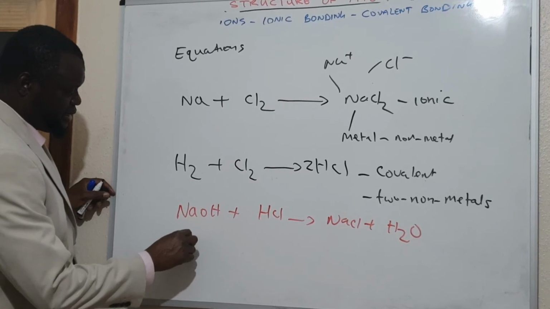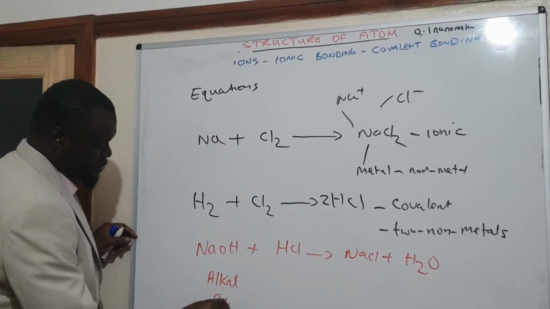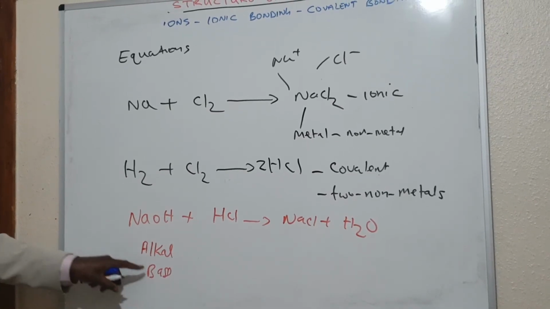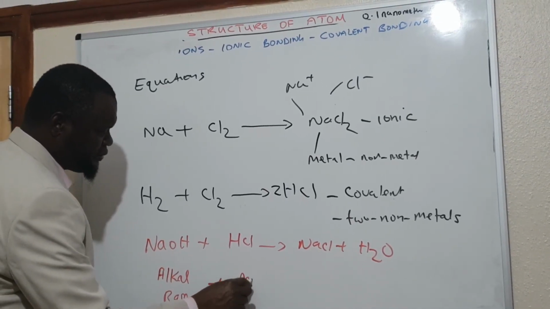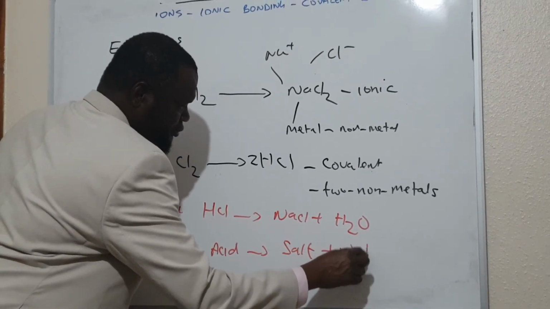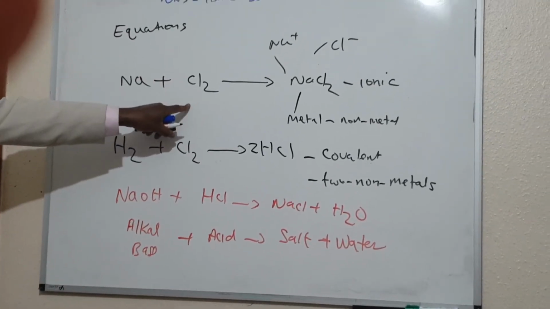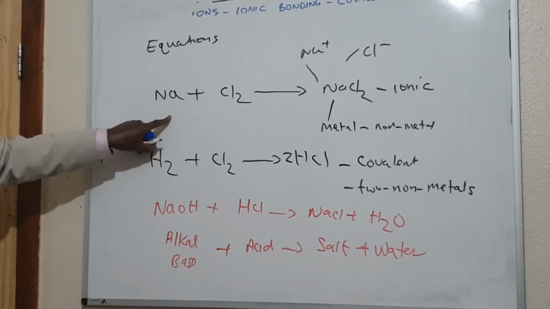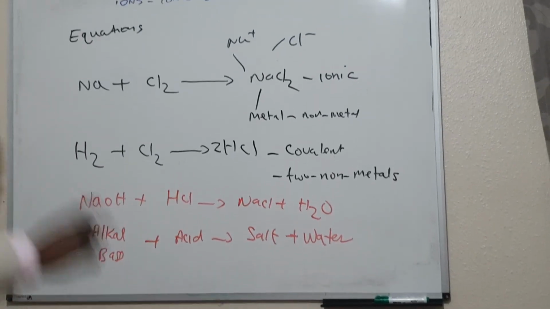When an alkali or a base react with an acid, they form salt and water. You will know the difference between an alkali and a base: when a base can dissolve in water, it becomes an alkali. It's just a rule. If I say when a group 1 or group 2 metal reacts with water, what does it produce? Hydrogen. You must know that.